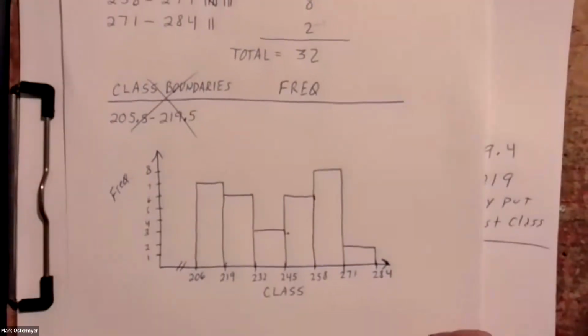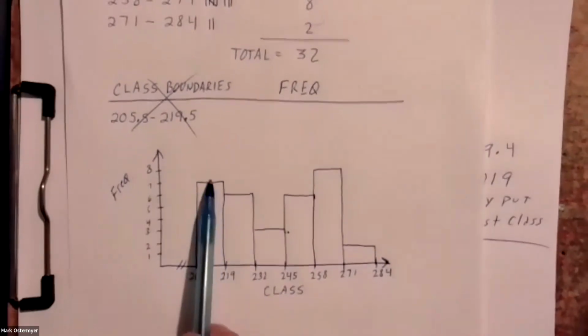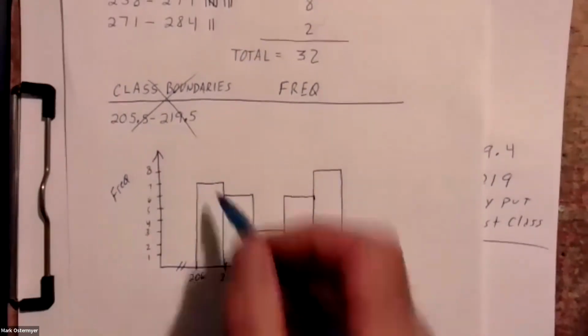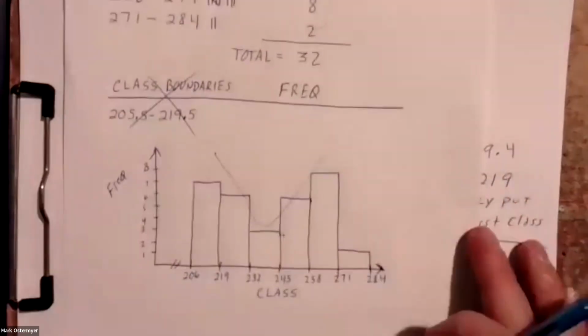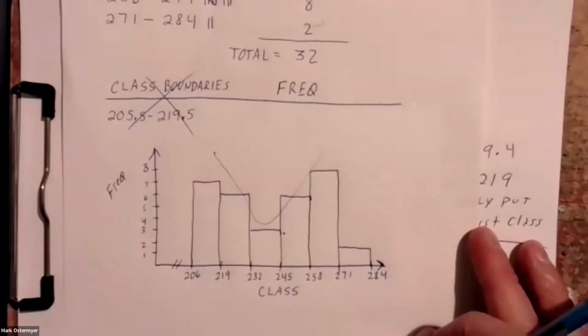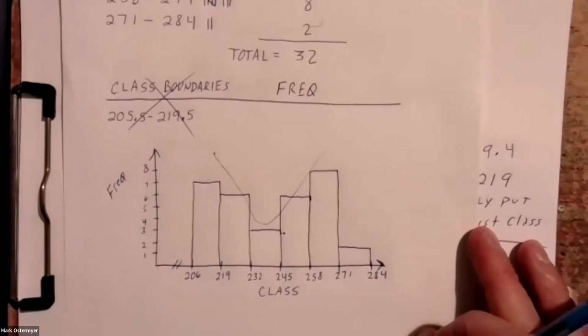So there you go. It appears that this distribution is close to being bimodal. All right, and actually a U-shaped type graph. Okay. All right, so that'd be a frequency histogram there. All right. So that is a frequency histogram.